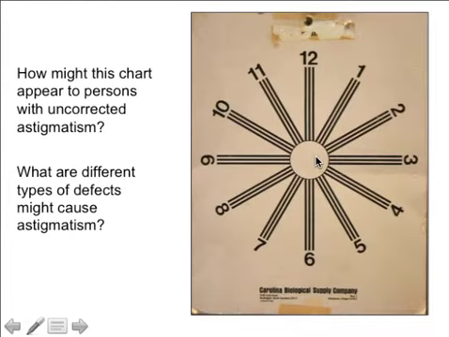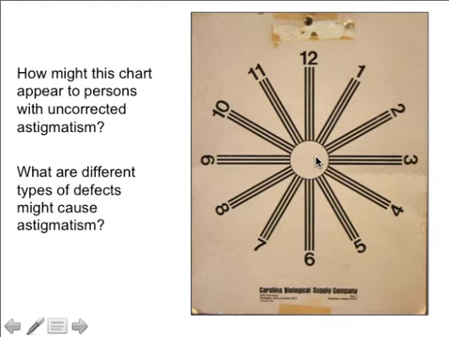Next visual test. This is a test for astigmatism. The question is, how might this chart appear to persons with an uncorrected astigmatism? And the answer is that certain lines will appear more clearly than others. An astigmatism is basically an irregular shaped cornea, which causes parts of the image to come into focus too soon and parts of the image to come into focus too late to hit the sweet spot of the retina. And we generally have to correct this either with laser corrective surgery or with bifocal lenses.